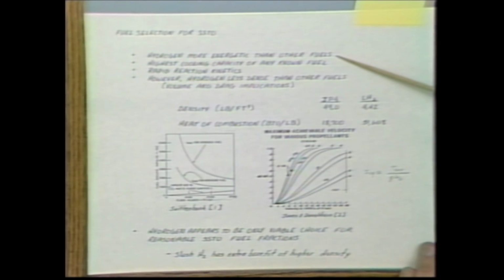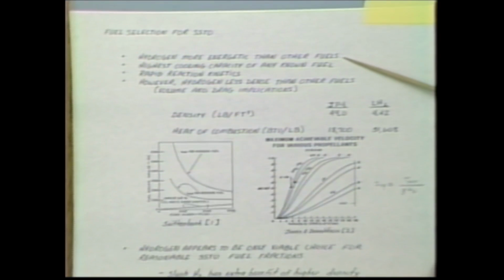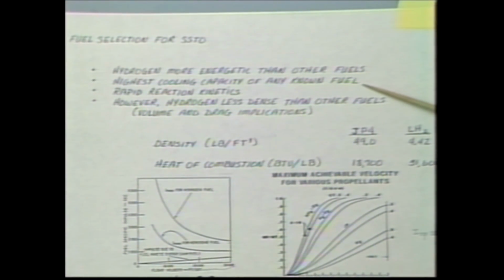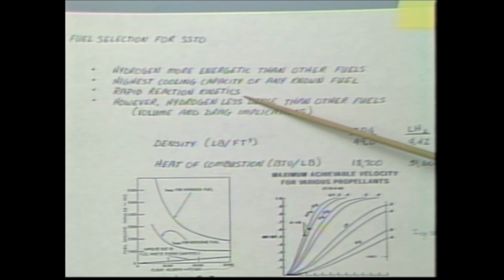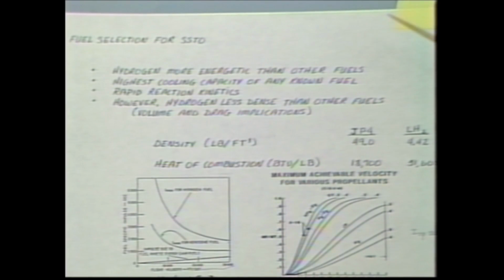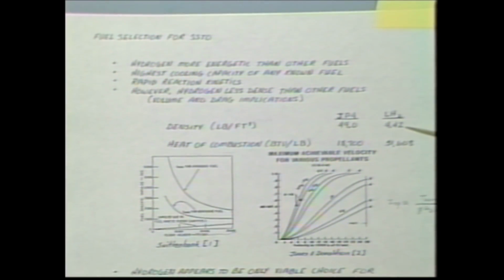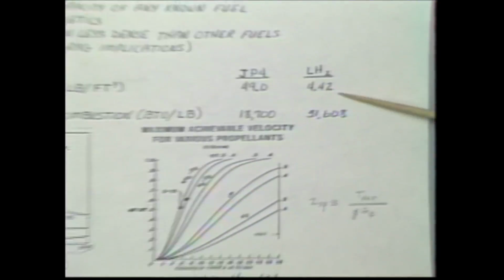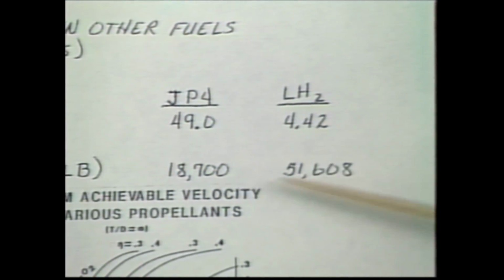Dr. Lewis touched on this. I'll just make a couple additional points. Hydrogen is more energetic per unit mass than other fuels. It has the highest cooling capacity of any known fuel. Very rapid reaction kinetics, and Dr. Lewis described why that's important. However, it is also less dense, takes more volume, which means drag. This just gives you an idea of the density of JP4, which is a typical turbojet fuel, versus liquid hydrogen, and then the heats of combustion, the amount of energy you get out of each.